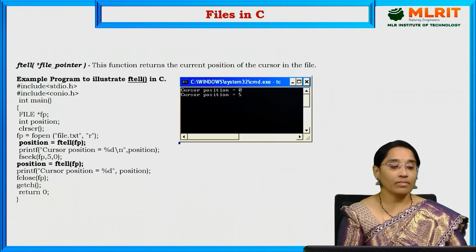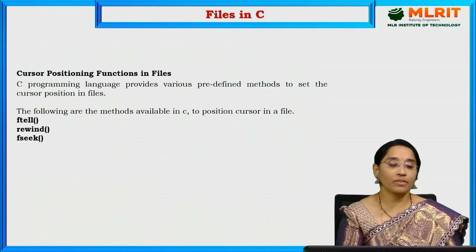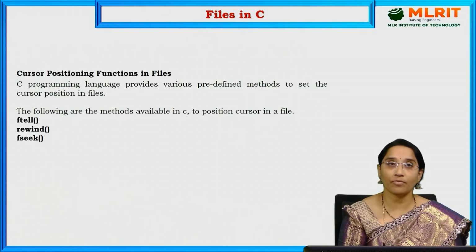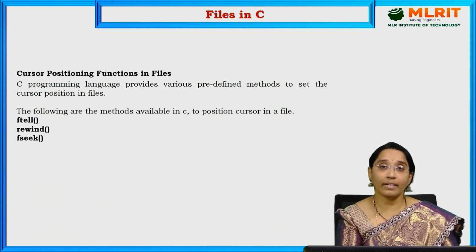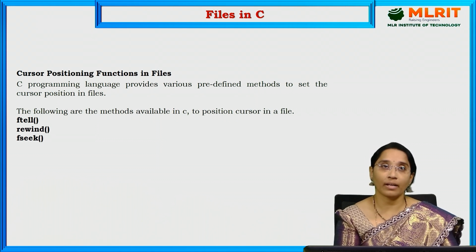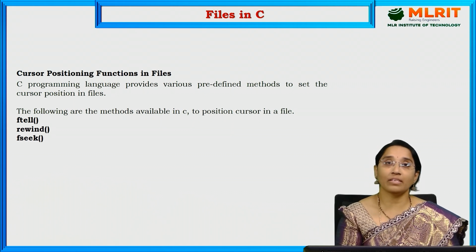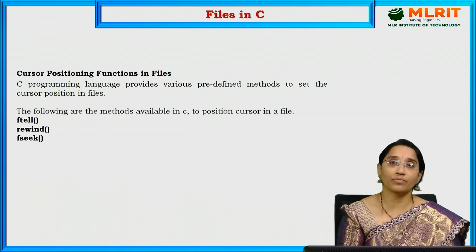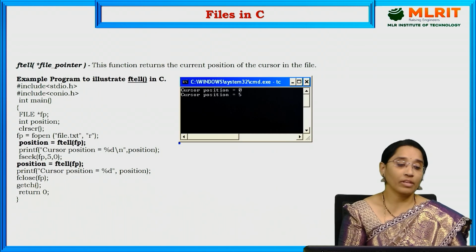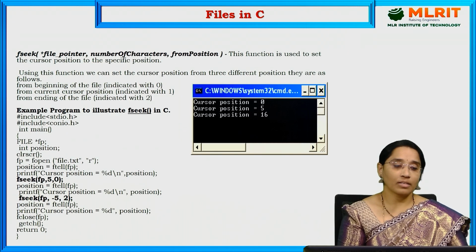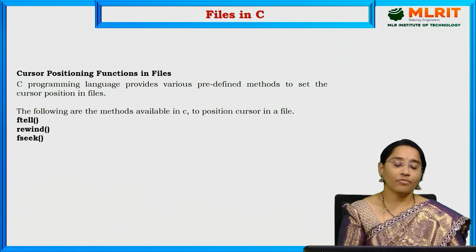So these are the 3 cursor positioning functions in files. What are those 3 functions? ftell, rewind and fseek. ftell will give you the current cursor position value. With the fseek function you can set the current cursor position wherever you want. And the rewind function is used to go back, wherever you are, to the starting position. Those are the 3 cursor positioning functions in files.